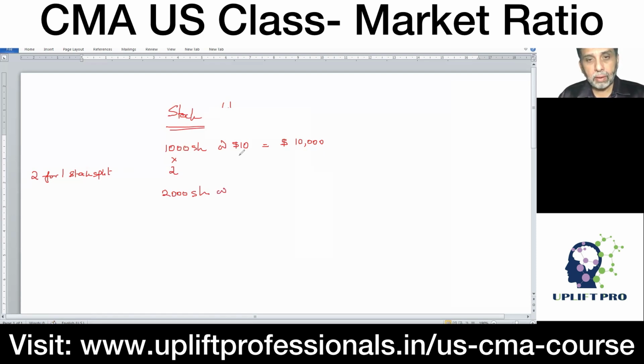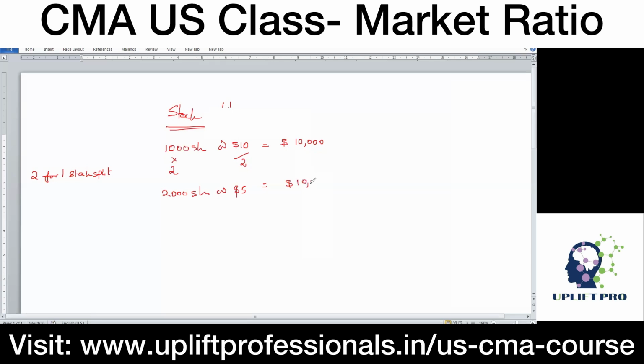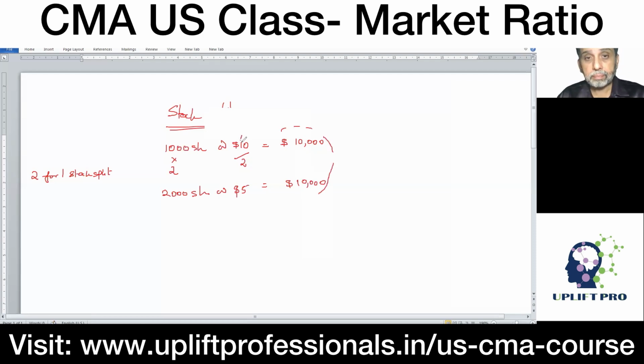But the par will reduce, divided by 2. You understood? Because you're splitting it, you're just splitting the value also. So that becomes $5. And what is the total amount of common stock? It remains the same, sir. 10,000. Yes, it will remain exactly the same. Nothing changes. The dollar amounts don't change except the par value. Remember that. In a stock split, dollar amounts never change except the par value.